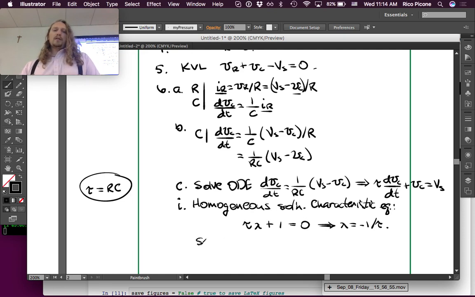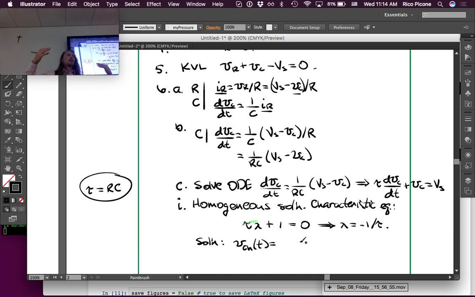Yeah, so we have VC, we're going to call it VC homogeneous, so we'll denote that with another subscript H of T equals, remember that what you do with your lambdas is you take a sum of constant terms. We're going to use kappa as our constants. I'm going to try to make it clear that it's a kappa. Kappa and e to the lambda t.